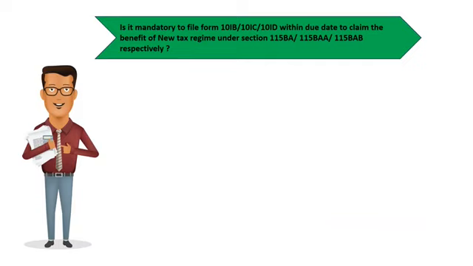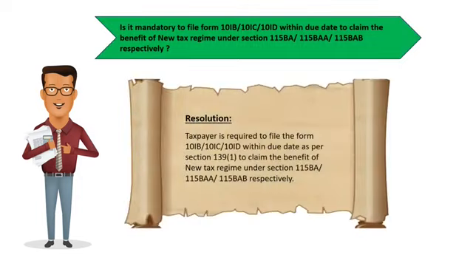The question is, is it mandatory to file Form 10IB, 10IC or 10ID within due date to claim the benefit of new tax regime under Section 115BA, 115BAA or 115BAB respectively? Taxpayers are required to note that they should file the Form 10IB, 10IC or 10ID within due date as per Section 139 subsection 1 to claim the benefit of new tax regime under Section 115BA, 115BAA or 115BAB respectively.